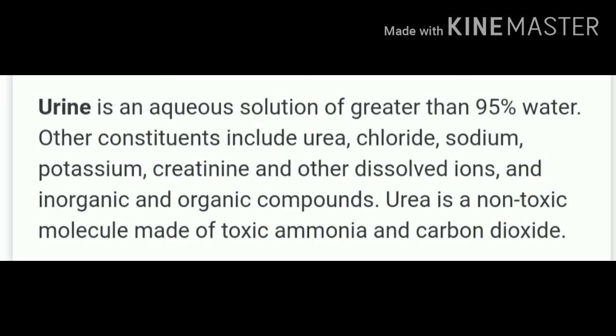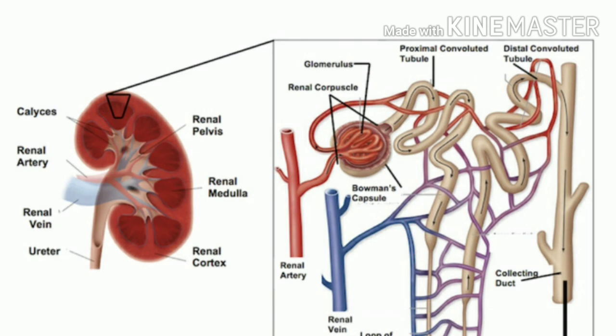Urine is a transparent, yellowish, aqueous fluid, and its chief nitrogenous constituent is urea, while ammonia, uric acid, and creatinine are other nitrogenous constituents of normal urine. So with this we complete the functioning of the human kidney, and we have discussed how filtration of blood takes place in the human kidney.